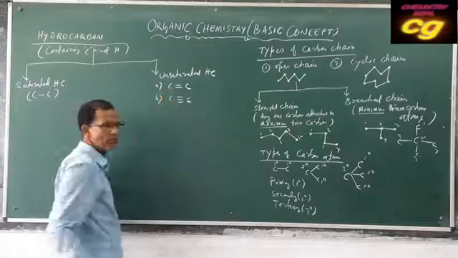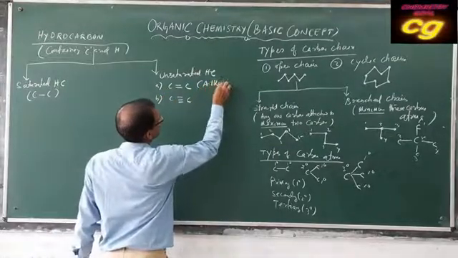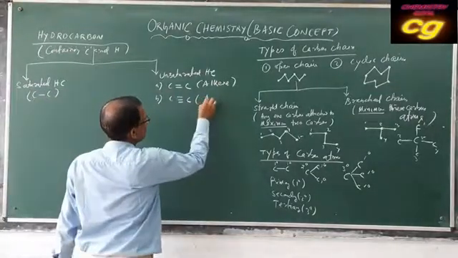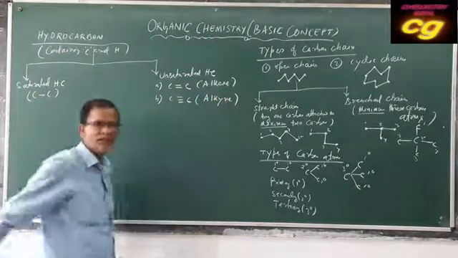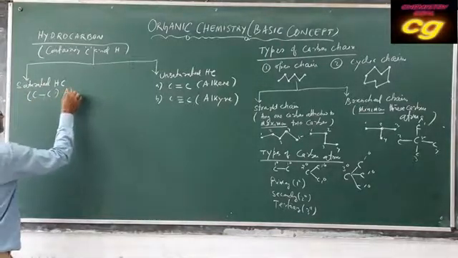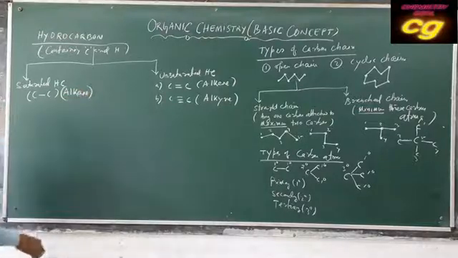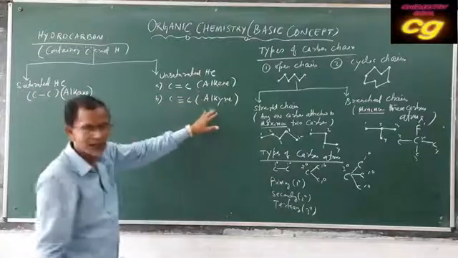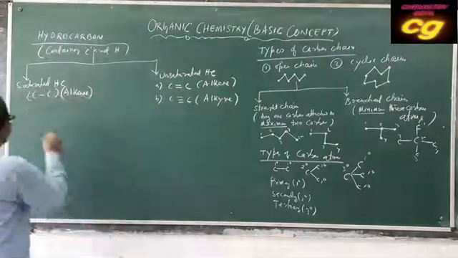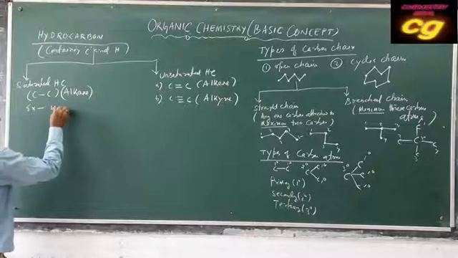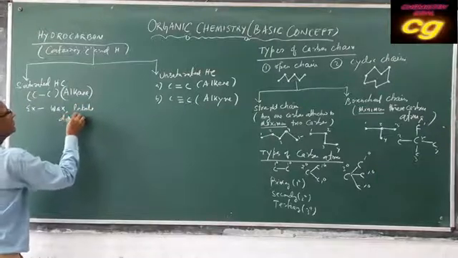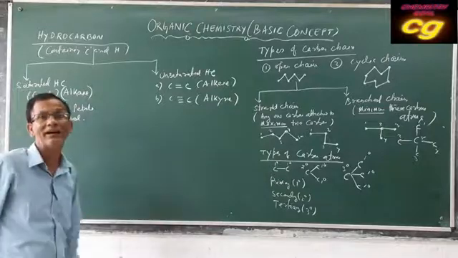A compound having a carbon-carbon double bond is called alkene. This type of hydrocarbon is called alkene, meaning a double bond is there. And a carbon-carbon triple bond compound is called alkyne. And the carbon-carbon single bond compound is called alkane. So alkane, alkene, alkyne, all are hydrocarbon. For example, your wax, petrol, diesel, all are alkane, you can say.